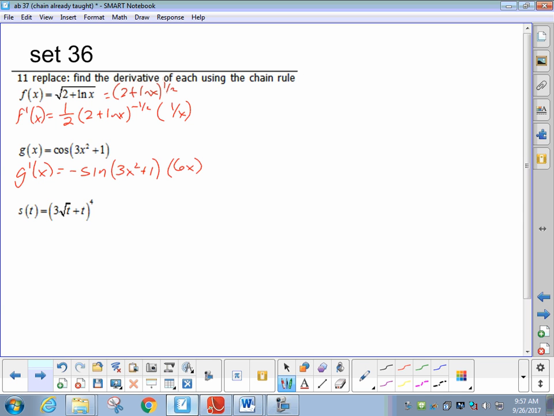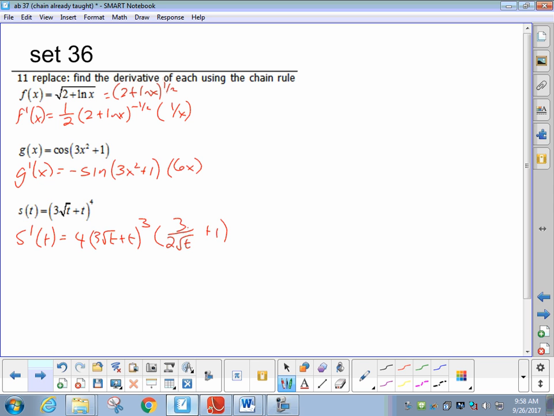All right, and s prime of t, the outside is to the fourth, so when I take the derivative of the outside, 4 comes down, drop it to 3. Inside stays the same. And then times the derivative of the inside. What's the derivative of 3 root t? 3 over 2 root t, sorry. Plus, what's the derivative of t?